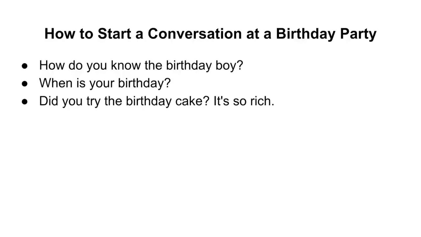It's so rich. When we're talking about food, especially about chocolate, the word rich means that it has a very strong taste. Usually it's a bitter taste. Sometimes people use this about sweet tastes also.